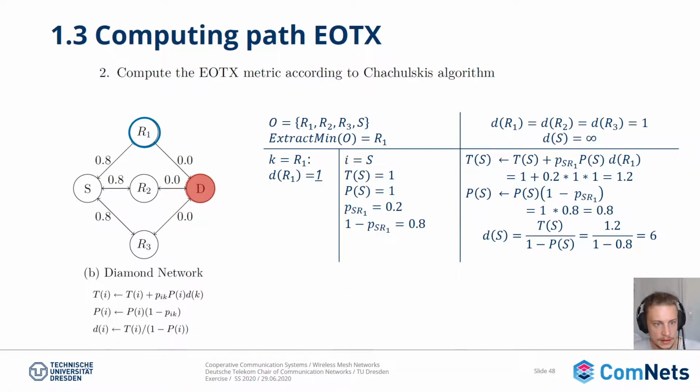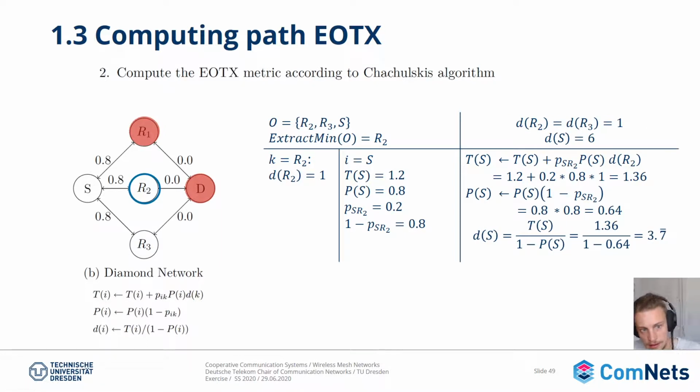So now as D is already used and extracted from the queue set O, we can extract the next node. So building a single path now from S to D over R1, and the expected result is 6, as it was before in the first subtask. Now we extract the second node. As the distance is the same for every one of those, the order doesn't really matter.